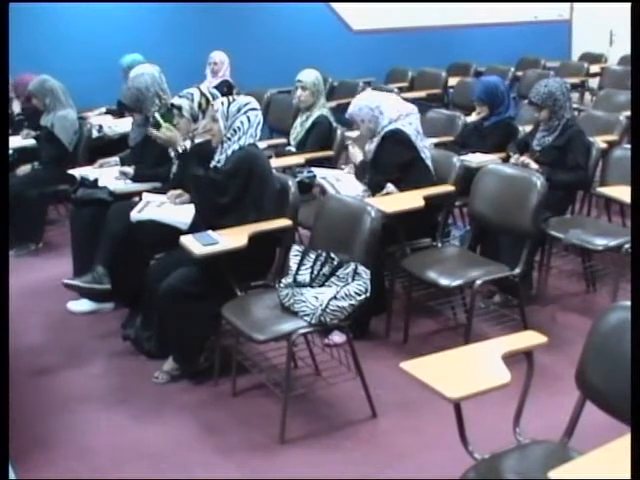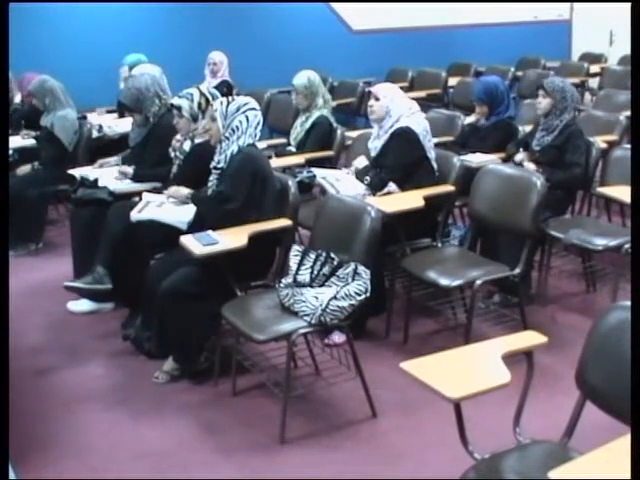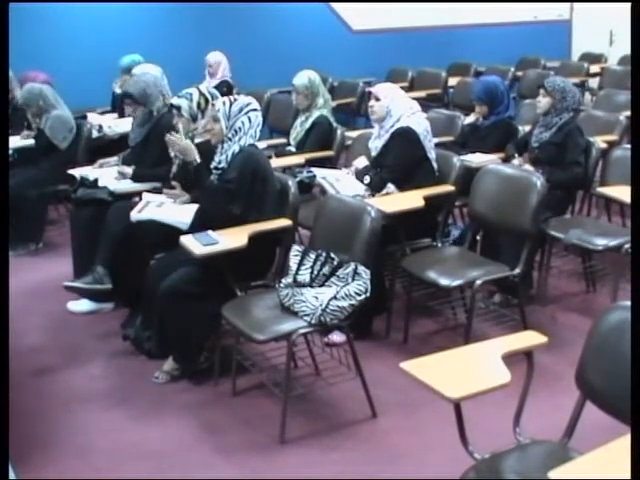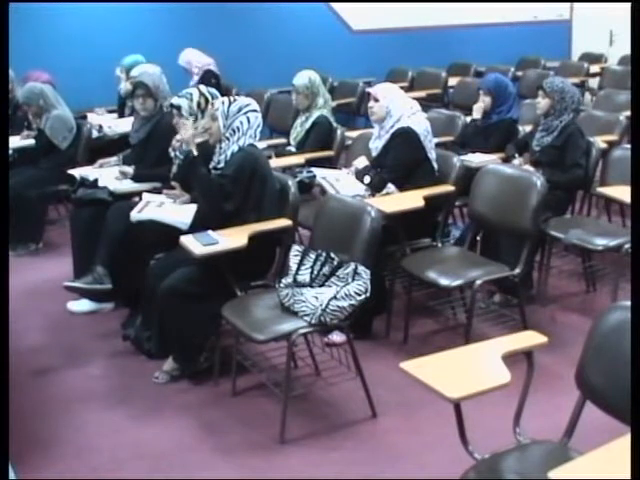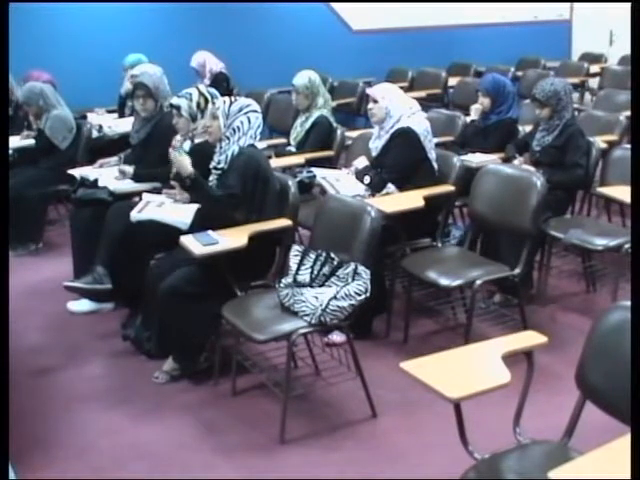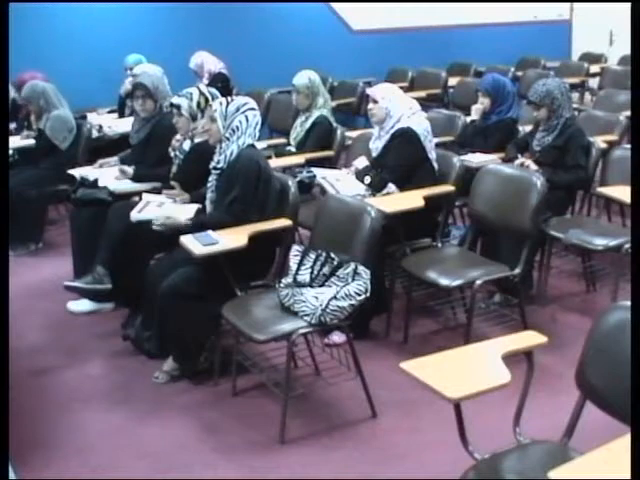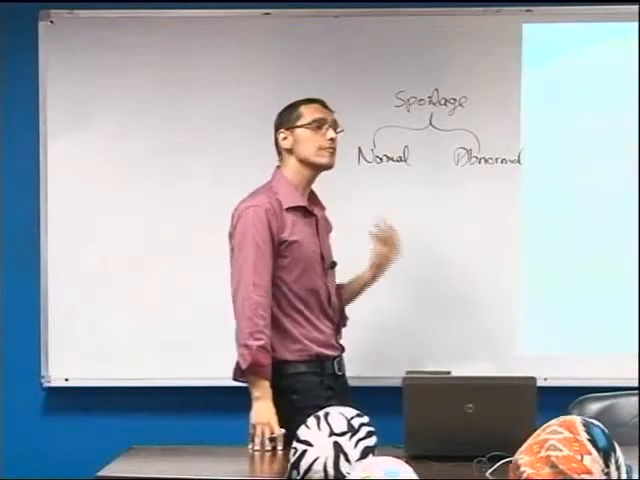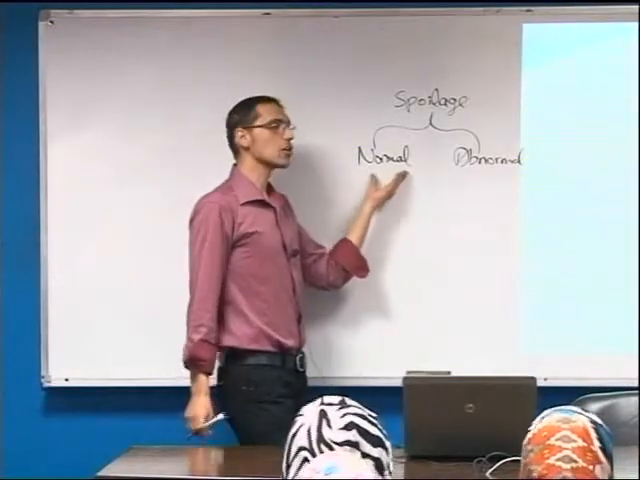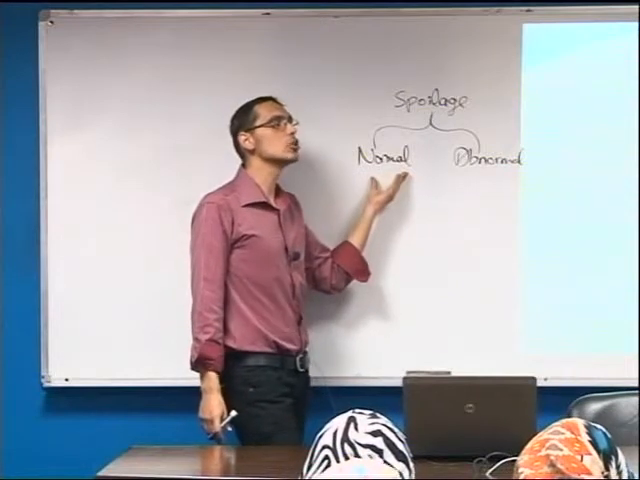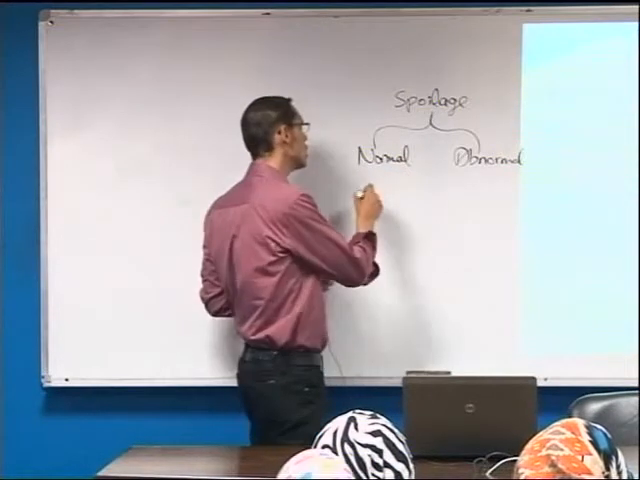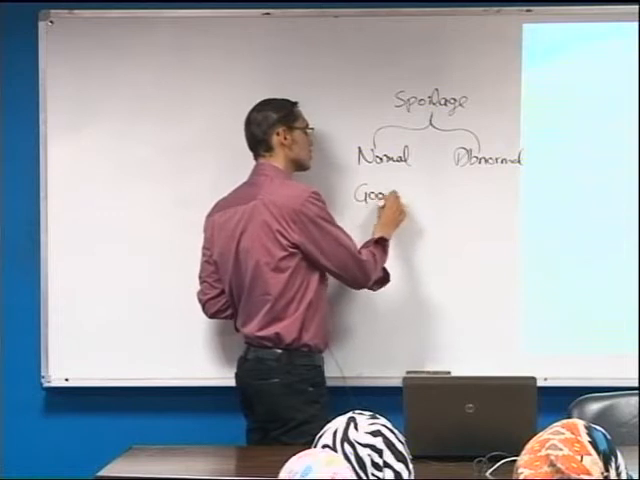The cost of the normal spoilage would be accounted for by putting it on the good units. Excellent, excellent. Therefore, the cost of normal spoilage would be assigned to good units.